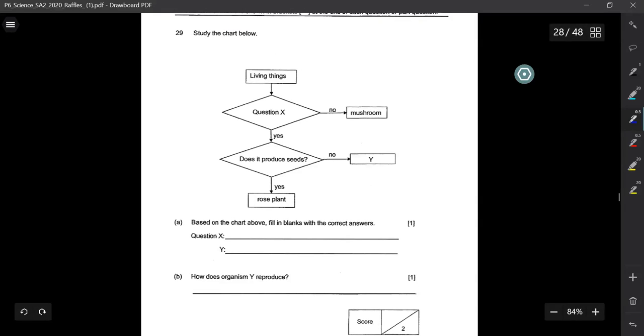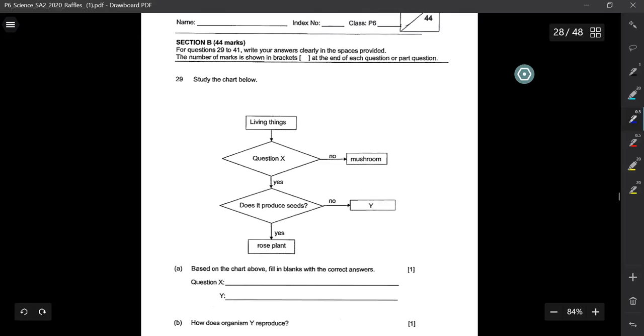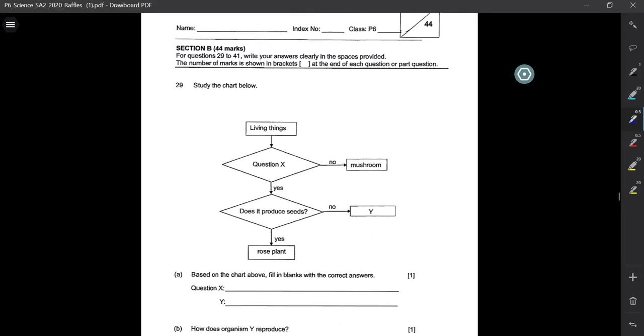So we have living things, goes to question X, which says no, and it goes to mushroom. It says yes, does it produce seeds? Yes, goes to rose plant. So we can look at it. What does a mushroom not do that a rose plant, or a plant really, does besides producing seeds? If you think about it, one of the things is that mushrooms or fungi in general don't produce their own food.